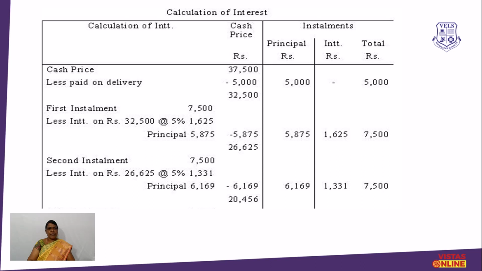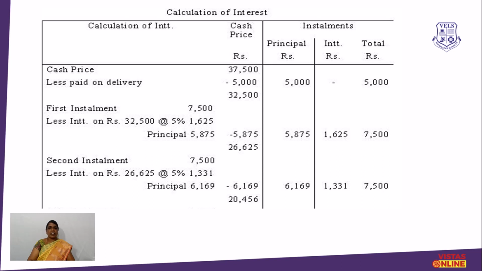So 32,500 into 5 by 100, because 5% is the rate of interest. 32,500 into 5 by 100, you will get 1,625. The first installment total amount is 7,500. You should subtract that interest from this total installment amount, then only you will get the principal amount. 7,500 minus 1,625 is equal to 5,875. That 5,875 we will subtract from the total cash price, which is in the year-end closing balance.